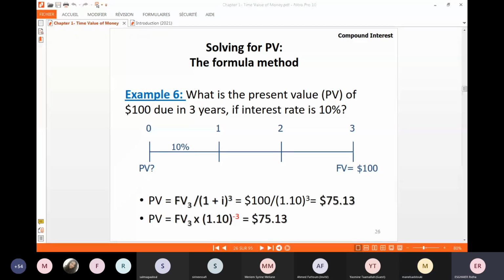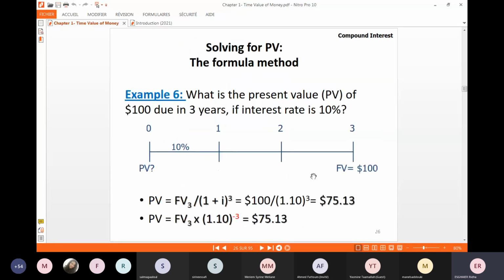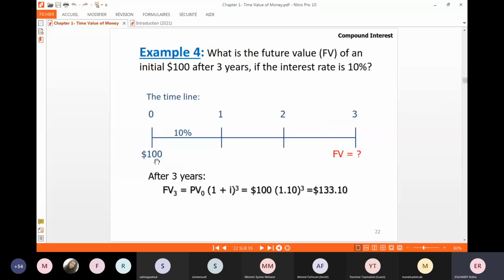In our calculation we suppose that the interest rate is constant. Okay. We suppose that the interest rate is constant, but suppose that the interest rate would change each year. Let's take this example. If you invest 100 today for 3 years, if the interest rate is 10% during the first year, 10% the second year, 10% the third year, we can apply this formula.